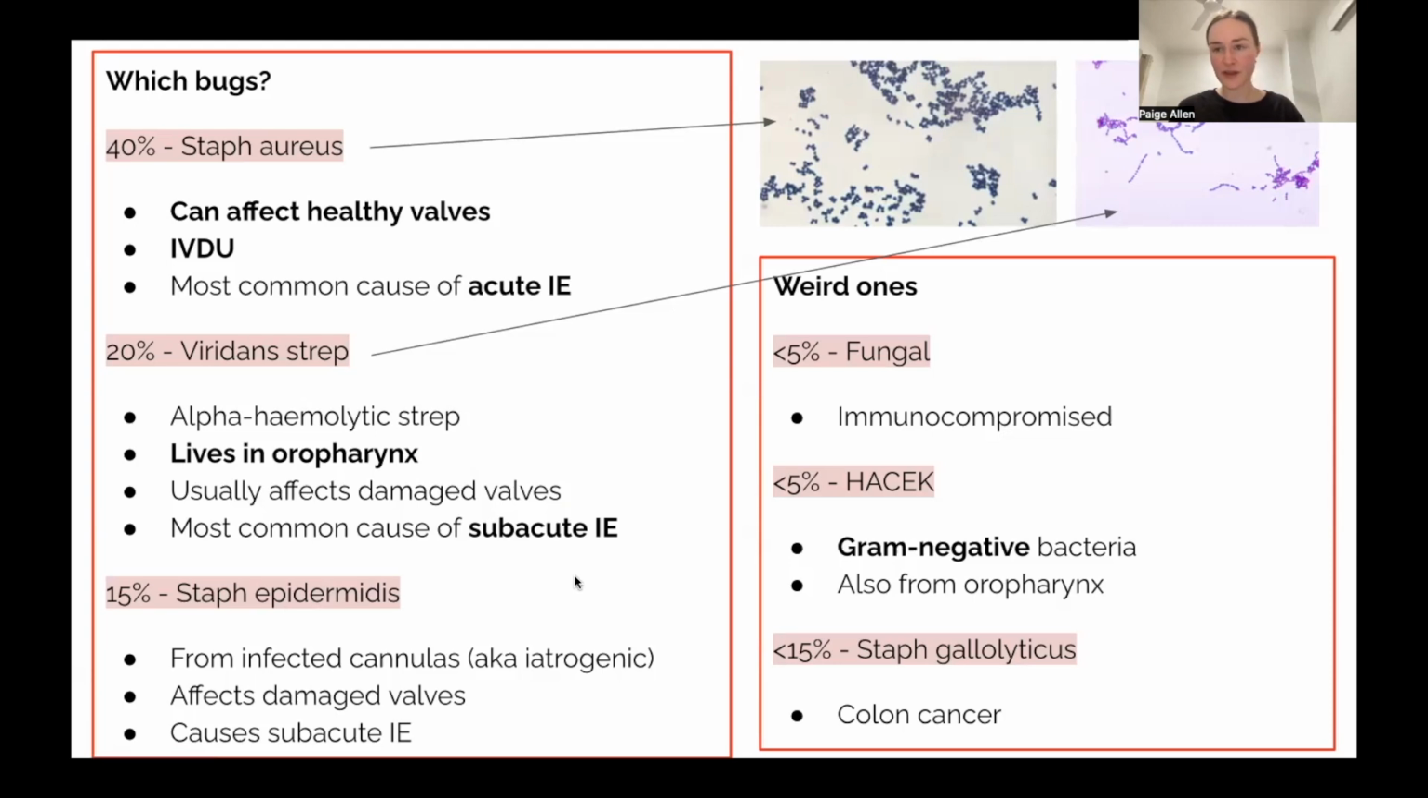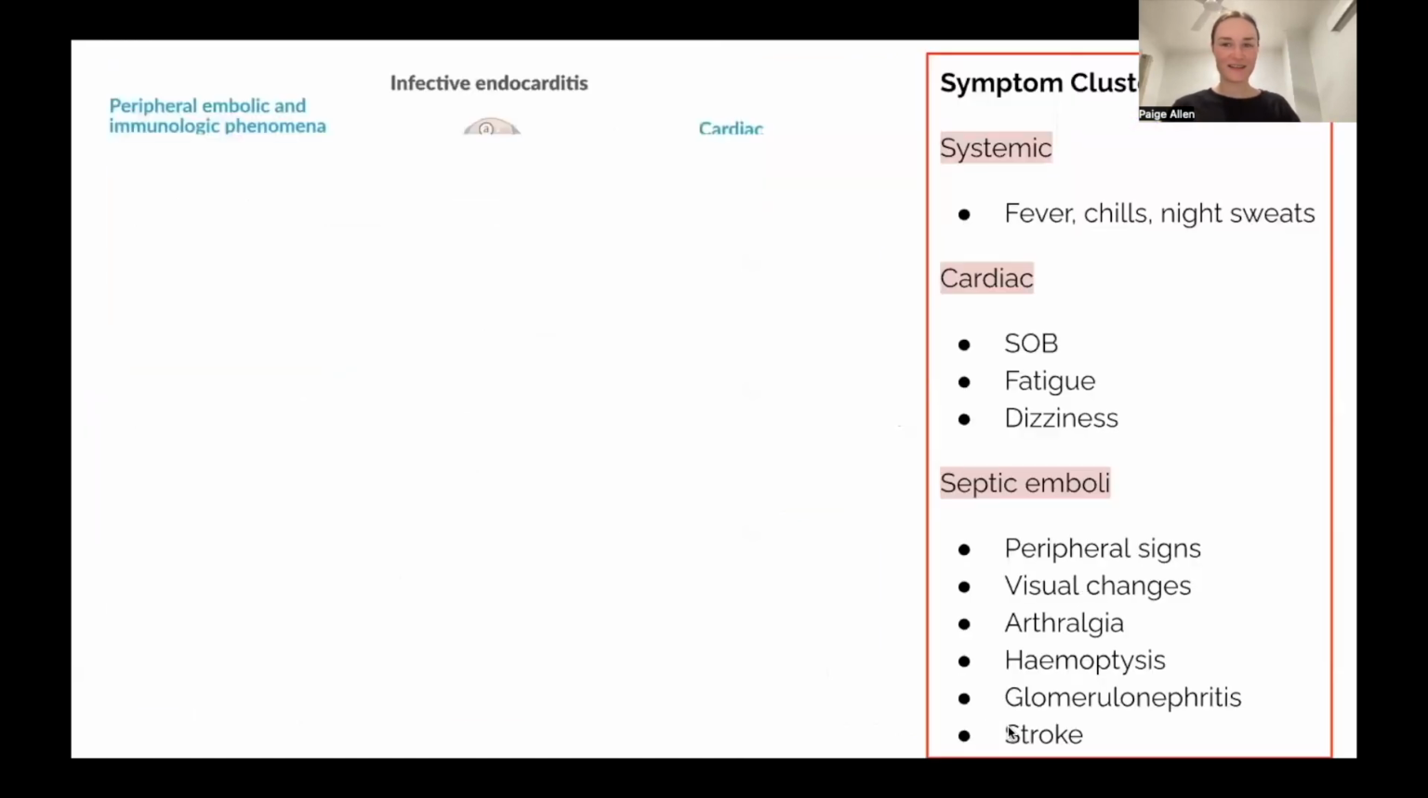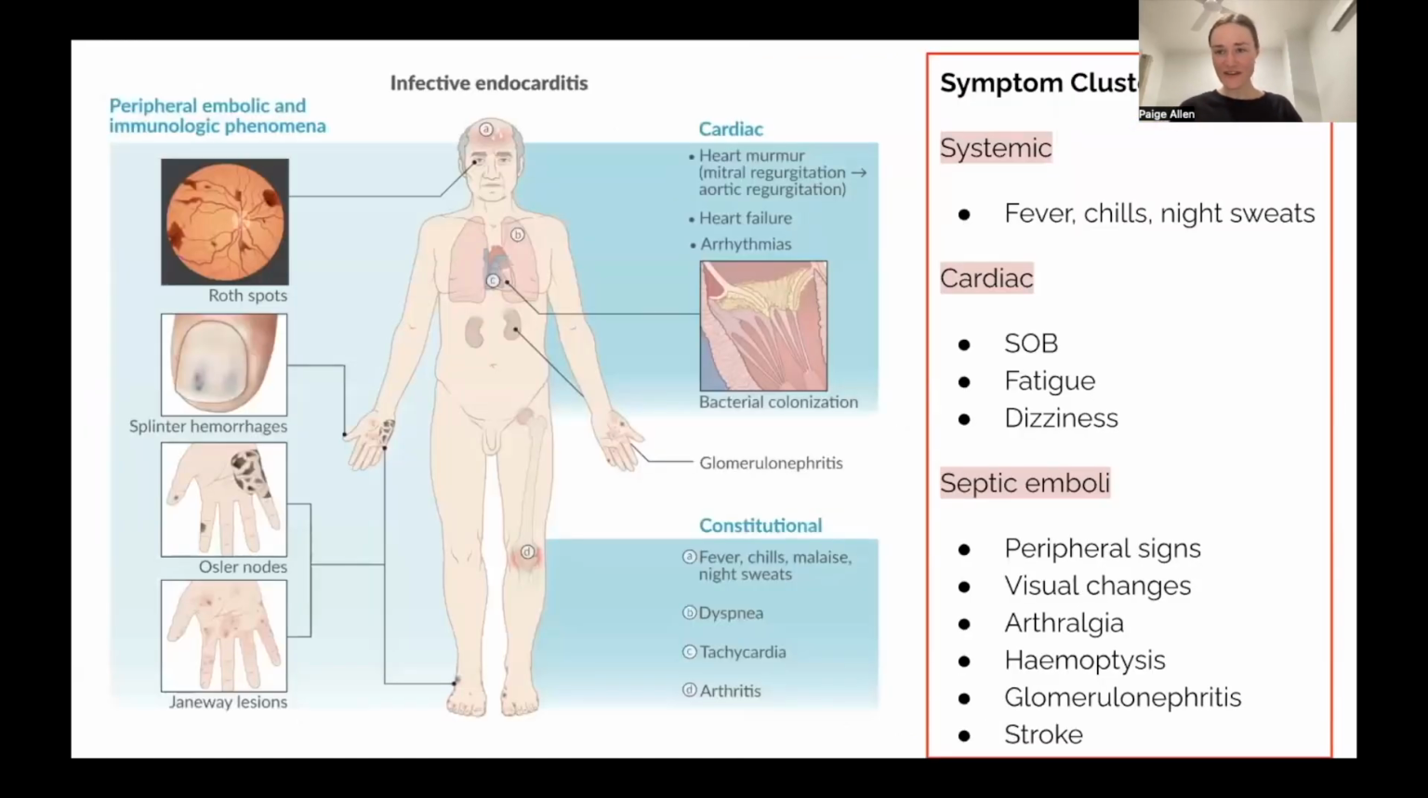And then in someone who's immunocompromised, you can get some really weird ones. You can get fungal infections, your gram-negative infections. That might also be dental. And then this really, really weird one, which for some reason is associated with colon cancer, which I find very odd. All right. In terms of actual symptoms of infective endocarditis, the most classic is just general malaise, right?